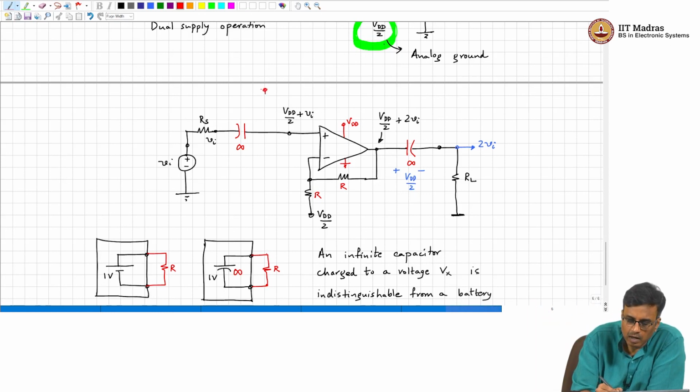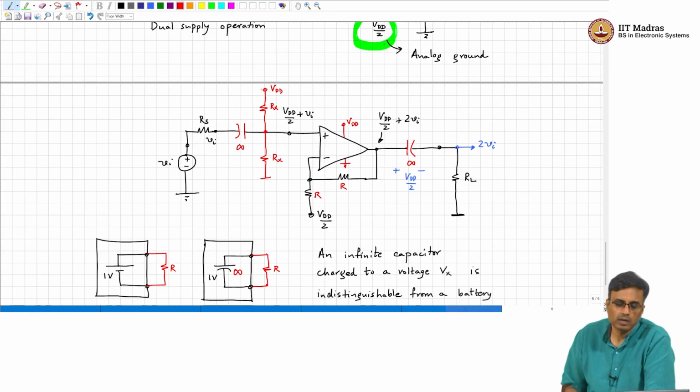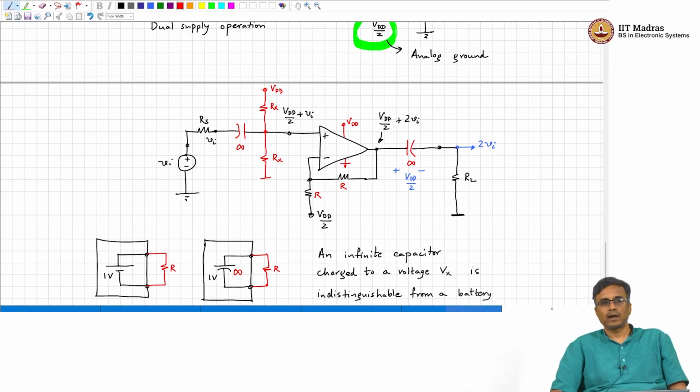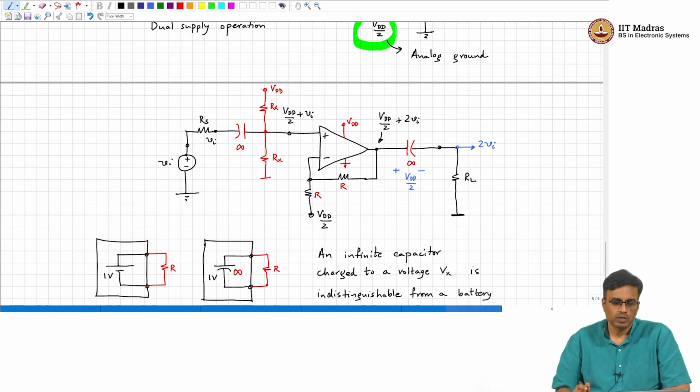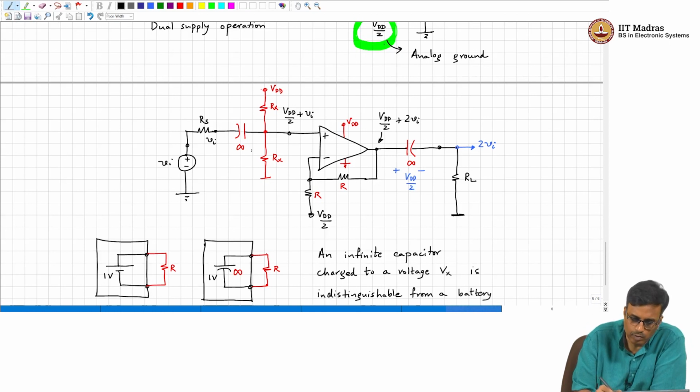We take a potential divider, Rx, Rx, VDD. So, when you power on the circuit, the right plate will be settled at VDD by 2 and the left plate at 0. So, the voltage across this capacitor will be VDD by 2.